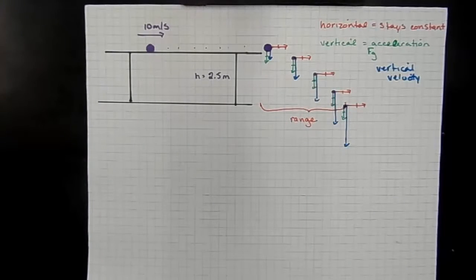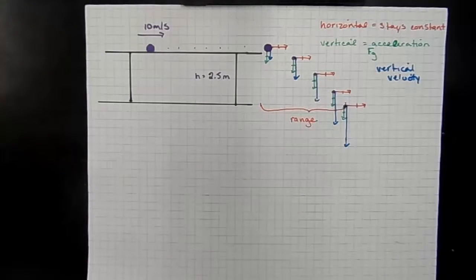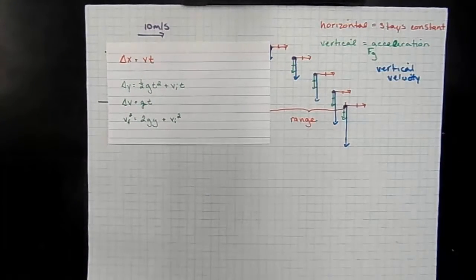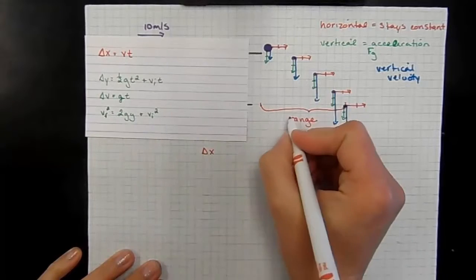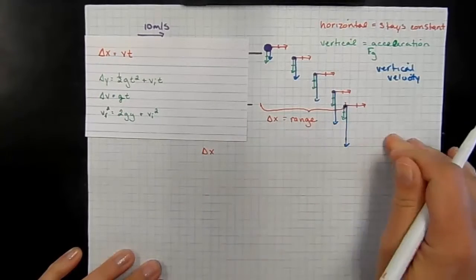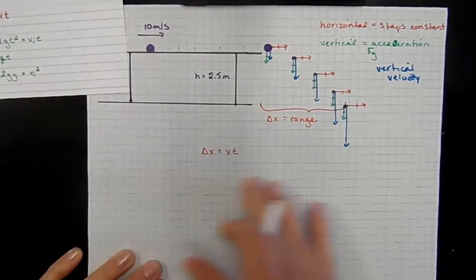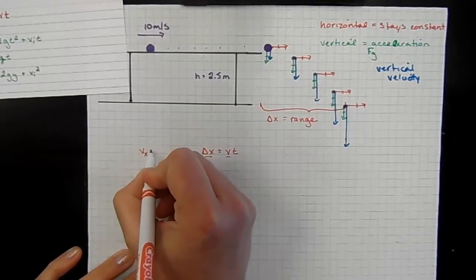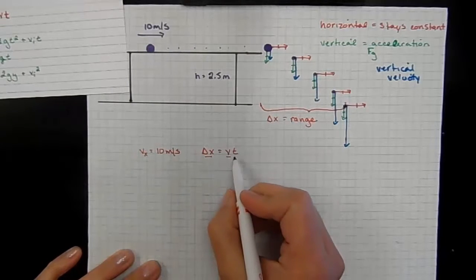Now we know that our marble is moving at a constant velocity in the horizontal direction. And so when it leaves the rail at 10 meters per second, it's still traveling at 10 meters per second. Remember, we have our handy dandy little kinematics equations. This horizontal distance, this range, this is our delta x, our change in position in the x direction, and it is equal to the velocity times the time. Which is great because we want to find this and we know our horizontal velocity. It was given as 10 meters per second. Now the only thing is we don't know the time.